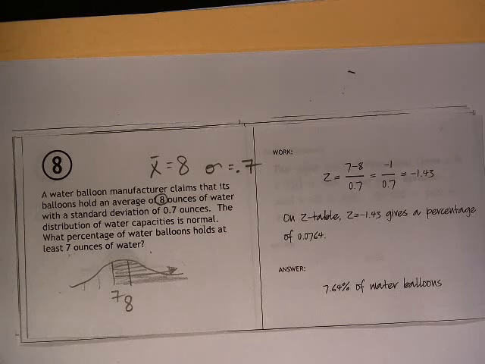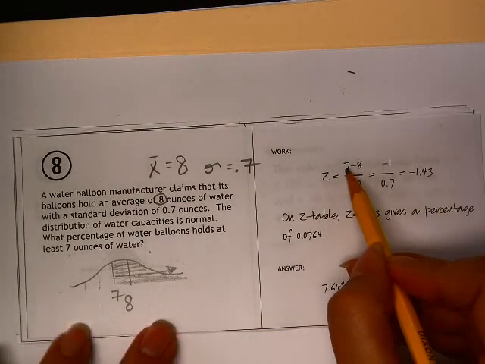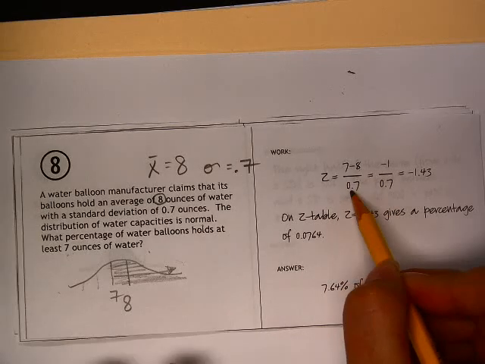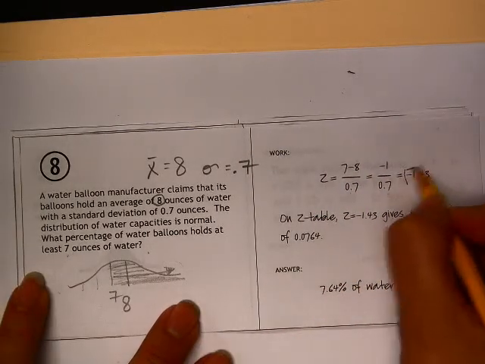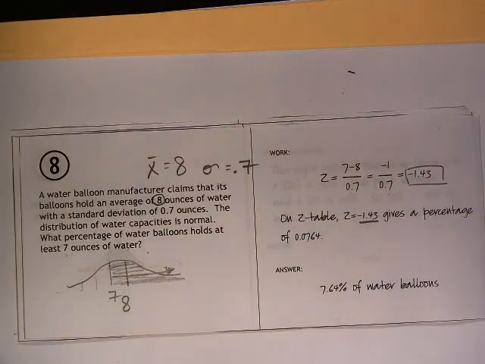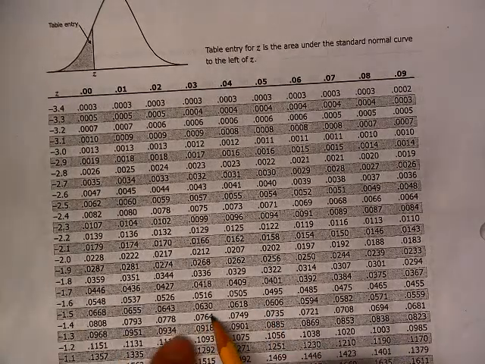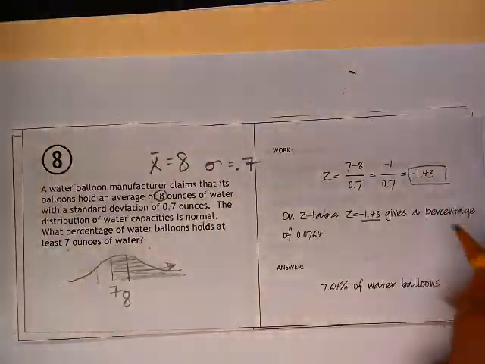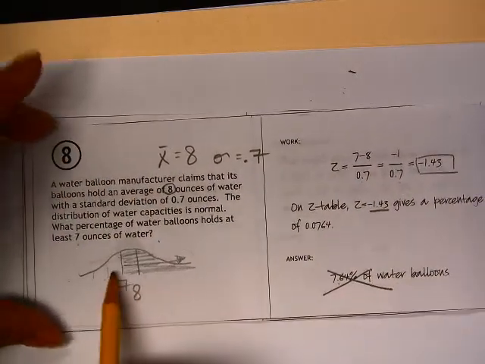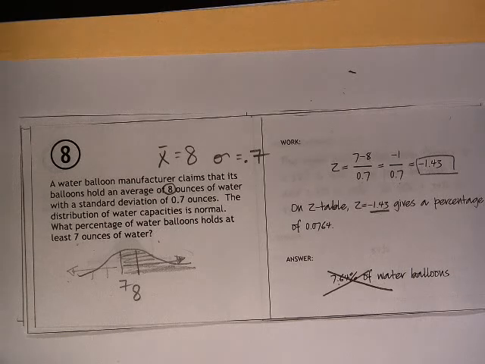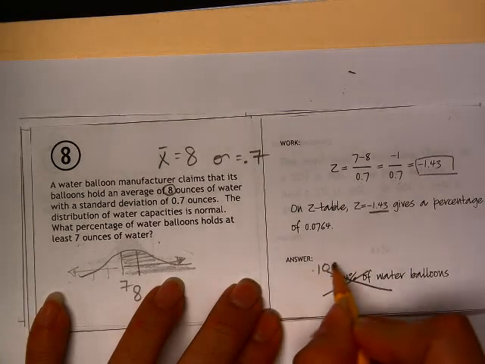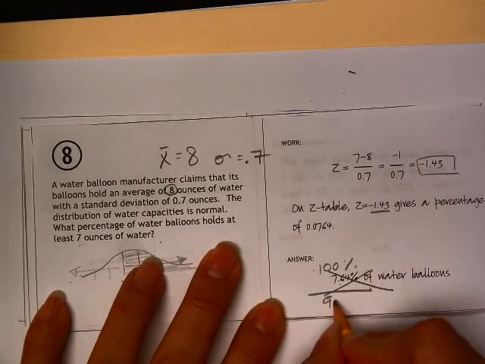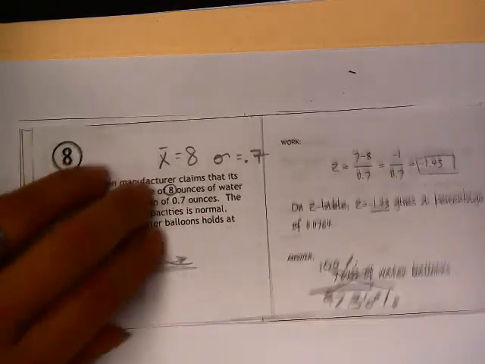So the first thing I need to do is actually figure out what is my Z score. And the data minus the average divided by the standard deviation is how we do that. So this is our Z table. And when I look this up in my table at negative 1.43, so negative 1.43, I do get this percent, which is 7.64%. But that is the percentage that have less than 7 ounces of water. I want to know the percentage that has more than 7 ounces of water. So what I need to do is I need to subtract this from 100%, which gives me 92.36%. All right.